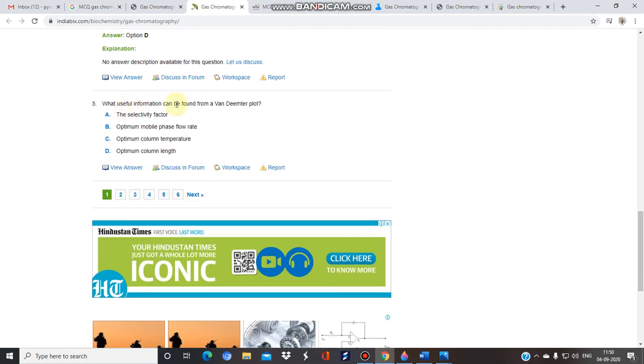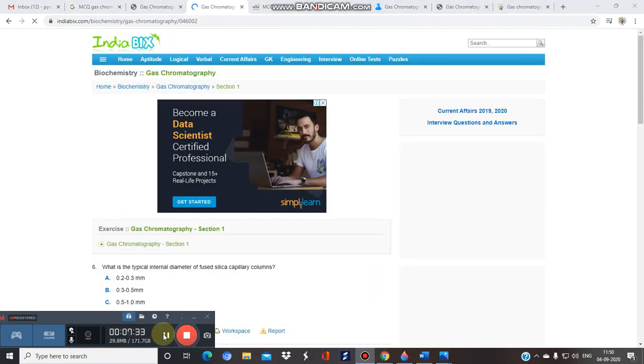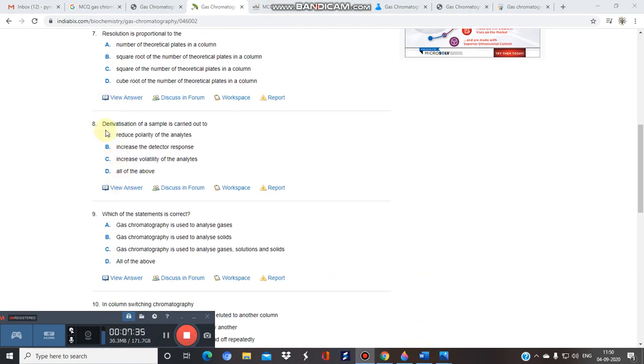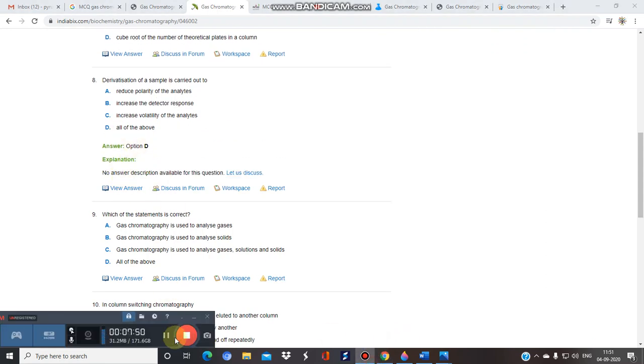So what useful information can be found from the Van Deemter plot? Yes, flow rate. I think flow rate will be the right answer. These are more questions. Let's see this question. Derivatization of a sample is carried out to. So we have to derivatize our sample to reduce the polarity, yes. Increase the detection response, yes. Increase the volatility of the analytes, yes. All of these is the right answer.